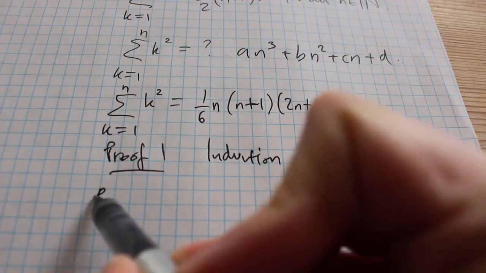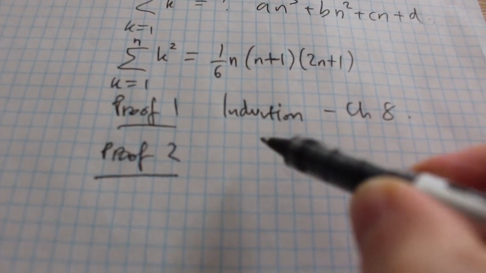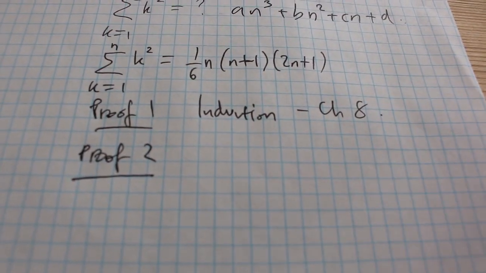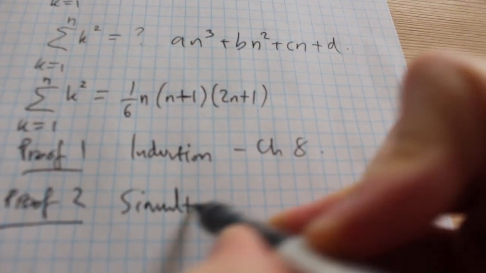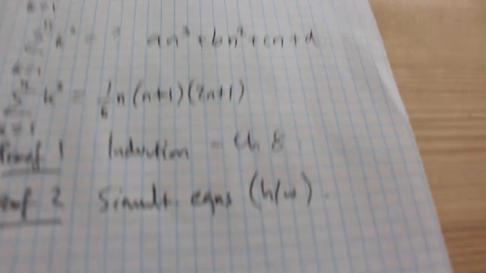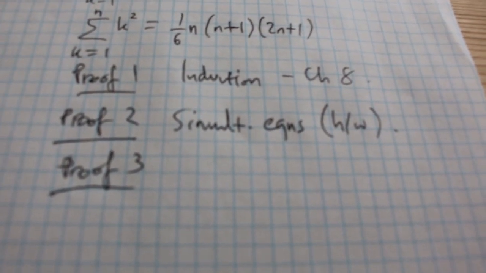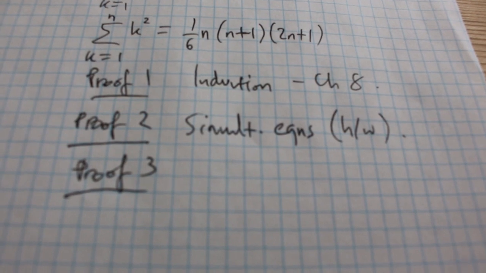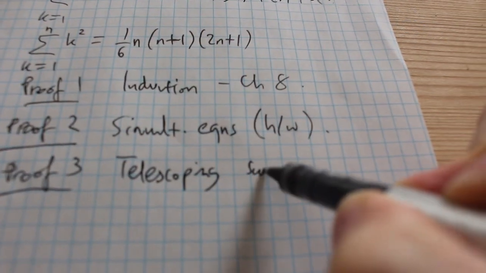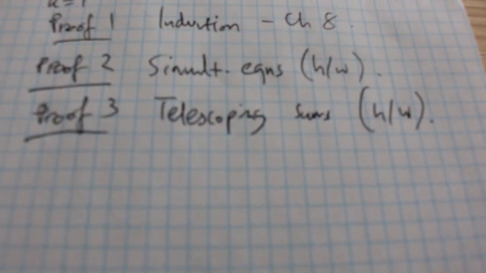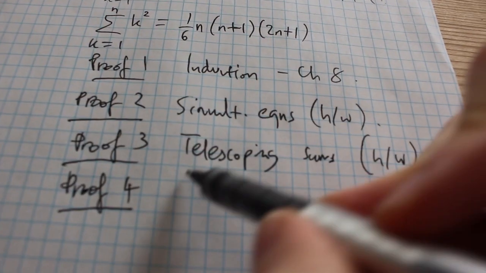So of course there are a number of alternative proofs. Proof 2 is to essentially construct 4 simultaneous equations to find these 4 numbers a, b, c, and d. So that's going to be on the homework. And then proof 3 is we could, well, essentially set up some sort of telescoping sum. Again, I don't want to say too much about that because that's also a question on the homework. And then proof 4. There are various combinatorial proofs.